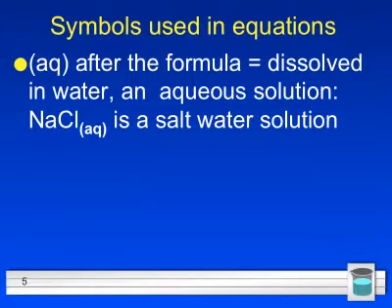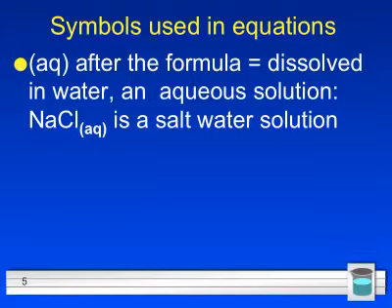Okay, the next couple of symbols you may or may not have used before. The first one is aqueous. I believe in physical science we taught you what aqueous was, but we didn't necessarily make you use it. We just let you call everything a liquid. Aqueous means that it is dissolved in water, and we use AQ after the chemical formula.